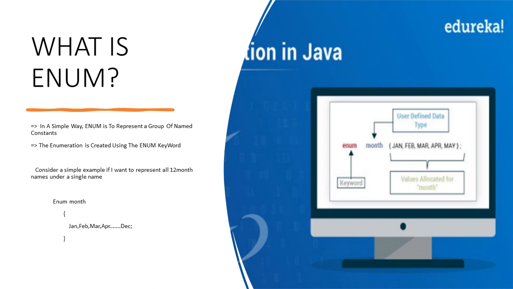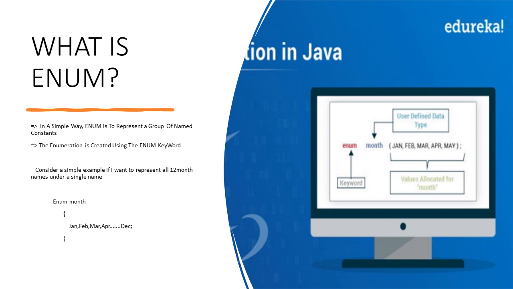So let us discuss this topic in a simpler way. See this figure. In enumerators, enum is the keyword, and we are considering the example of month. It is known as a user defined data type, and the values allocated under month start from January till December. We can write this in simple code using the enum keyword: enum month, open brackets, January to December. All these values will be stored in a user defined data type, that is month.